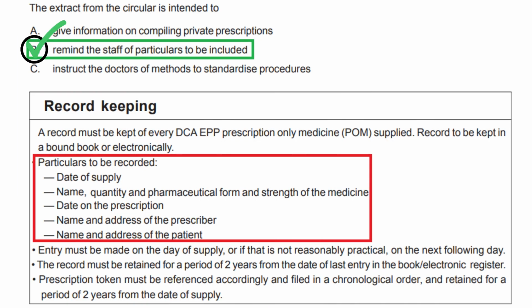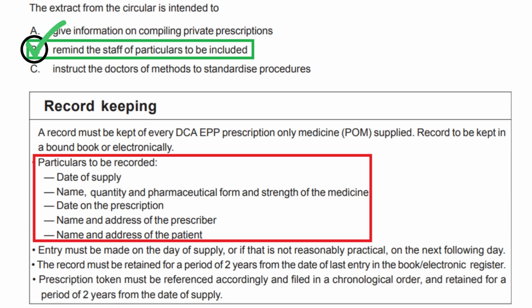According to the given paragraph, option B is correct, and the other options, A and C, are incorrect. Let's analyze each option and quote the relevant sentences from the paragraph to support the explanation. Option A. Give information on compiling private prescriptions.